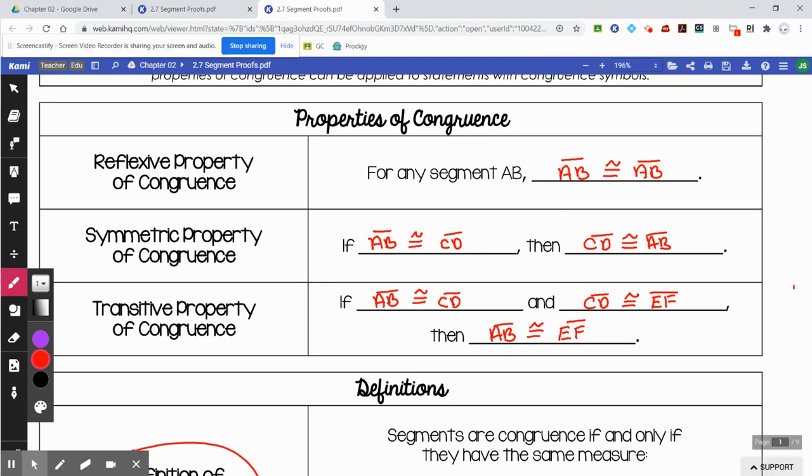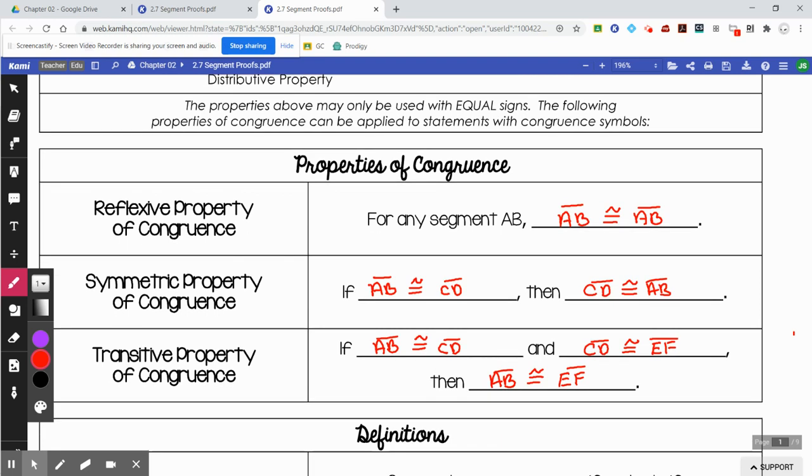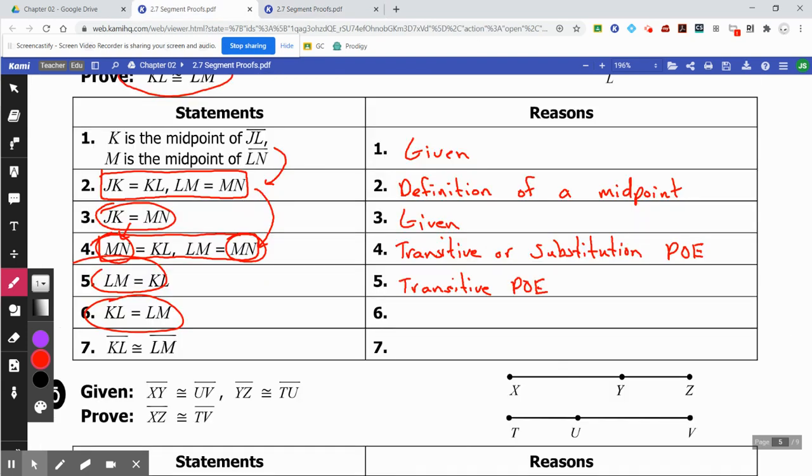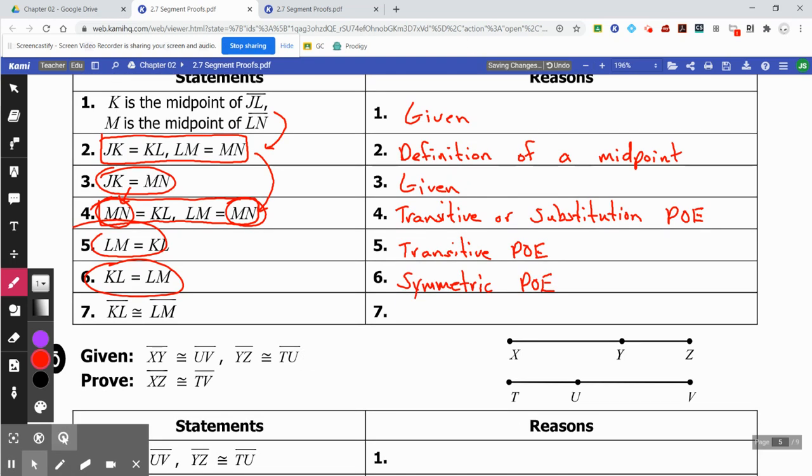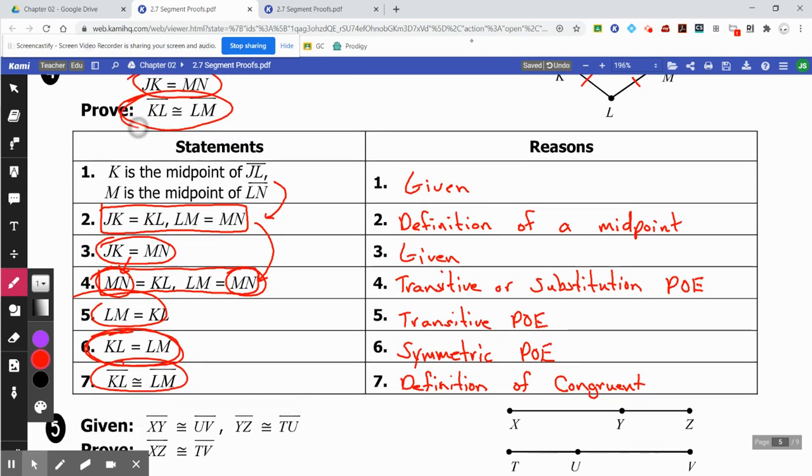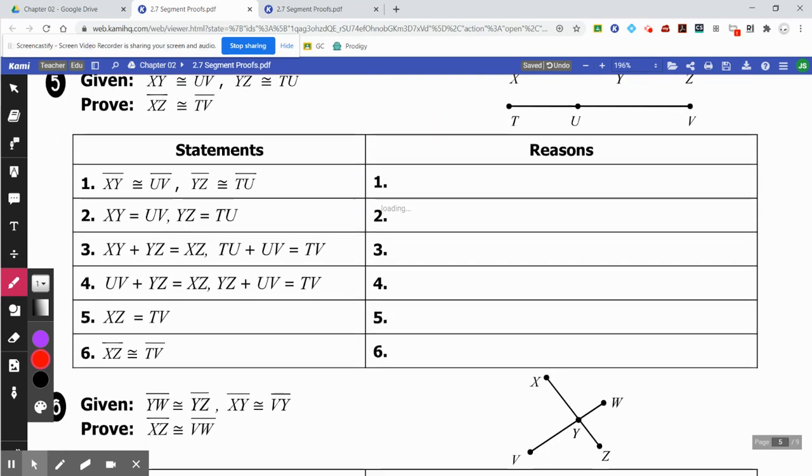If you go back and look at your symmetric property, now this is a symmetric property of congruence, which says if AB is congruent to CD, then CD is congruent to AB. Well, the symmetric property of equality says the same thing, except we use it with equal signs instead of congruent symbols. And then finally, if they are equal in length, then they are congruent. That is the definition of congruence. And that is what we were trying to prove, that KL is congruent to LM.